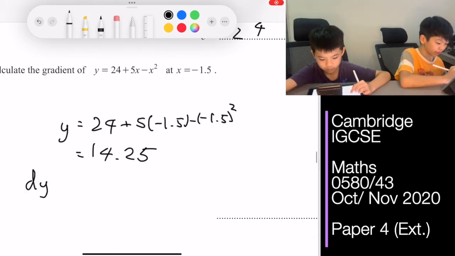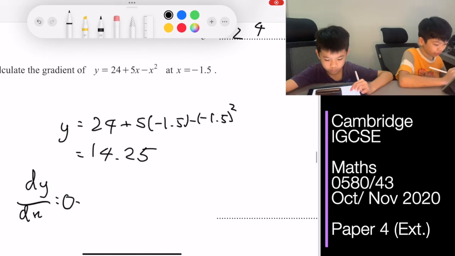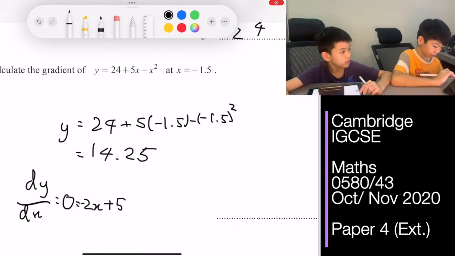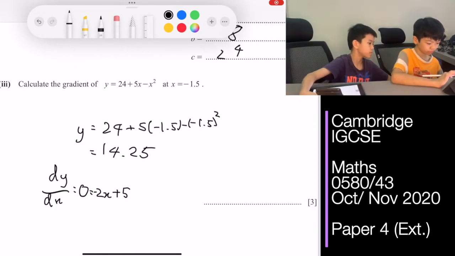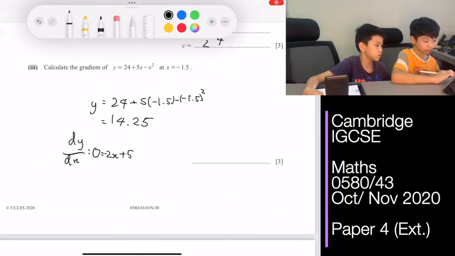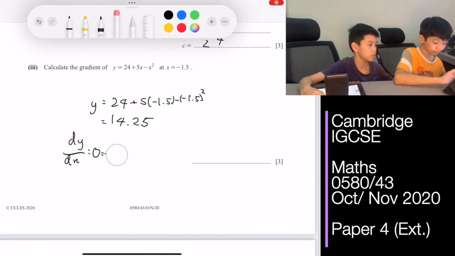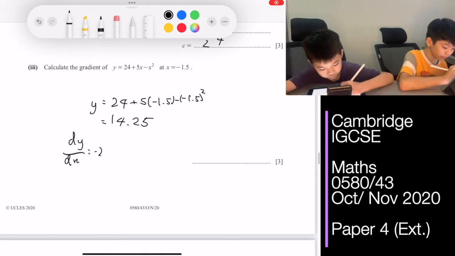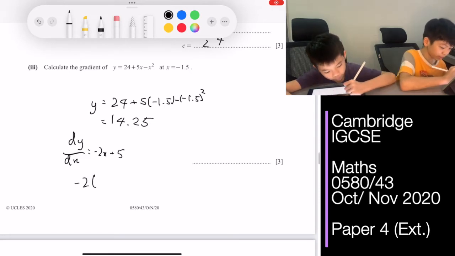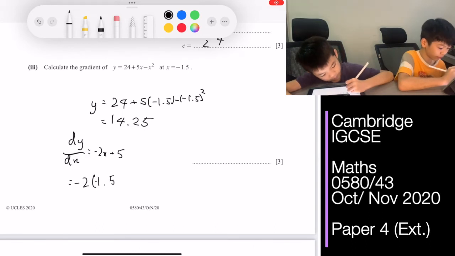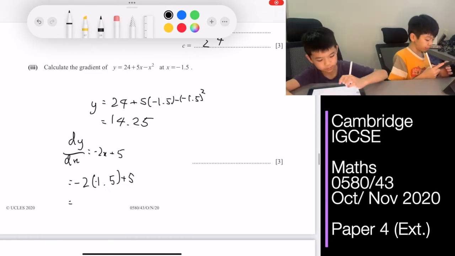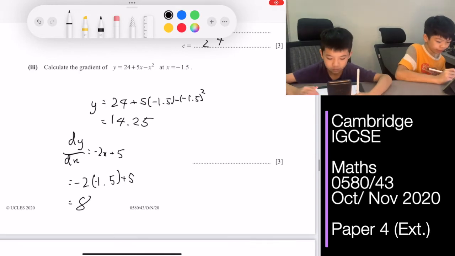Then we need dy dx. No, it's not when dy dx is 0. Let's find dy dx and then replace x values with negative 1.5. So dy dx is negative 2x plus 5. So negative 2 times negative 1.5 plus 5, which is 8. So the answer is 8.